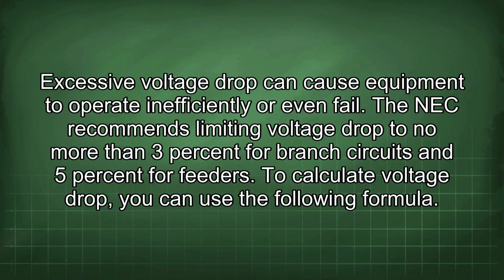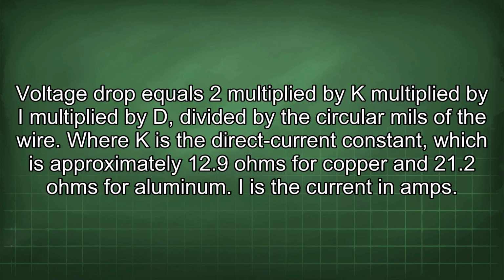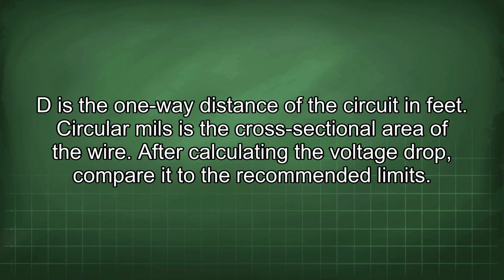To calculate voltage drop, you can use the following formula. Voltage drop equals 2 multiplied by K multiplied by I multiplied by D divided by the circular mils of the wire, where K is the direct current constant, which is approximately 12.9 ohms for copper and 21.2 ohms for aluminum. I is the current in amps. D is the one-way distance of the circuit in feet. Circular mils is the cross-sectional area of the wire.